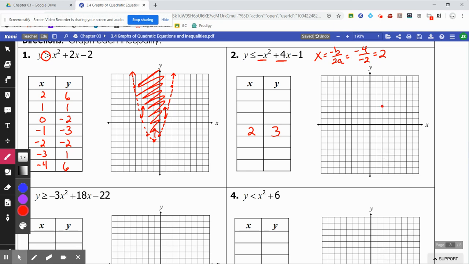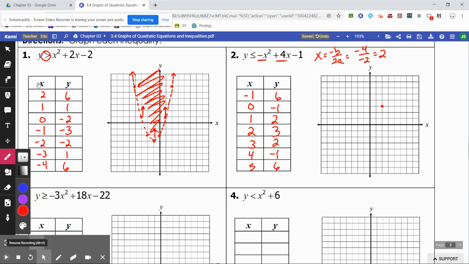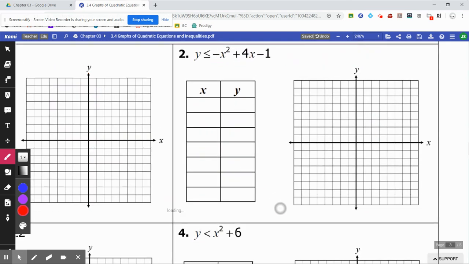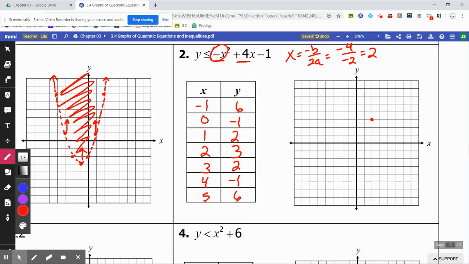Let's put a dot there. Let's pick some values on each side. 1, 0, negative 1, 3, 4, and 5. Doesn't matter if you go up on one side, down on the other. Let's plug those in. And there's what you get. Now let's take and plot all these points. Reminder also that since you have a negative 1 in front of your x squared, this should cup down. So plotting the points will show you that it does.